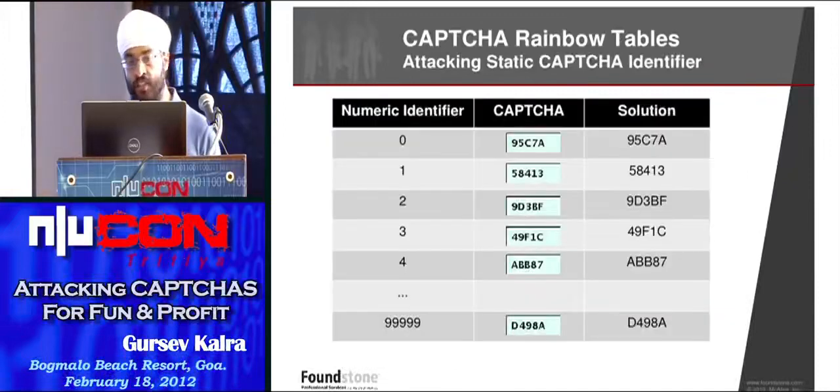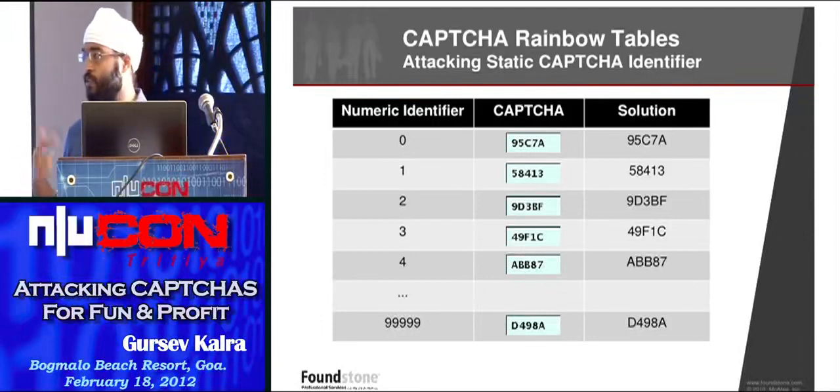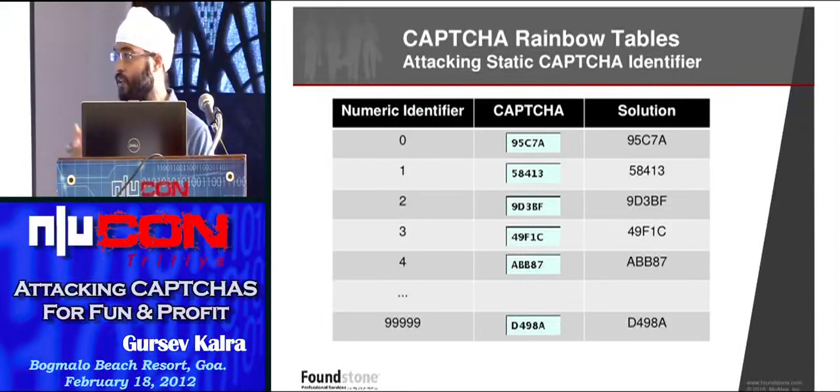Some websites use numeric identifiers like 0, 1, 2, 3. Basically you can see their maximum number is around 10,000. You can download all the 10,000 CAPTCHAs, solve them locally, and then when you're brute forcing, you just need to know: if this is the ID, I need to send this value. For example, if you get an ID of 3, you just look up in your table what was there for 3. It was 49F1C. So just send that back in the POST request and it gets through.